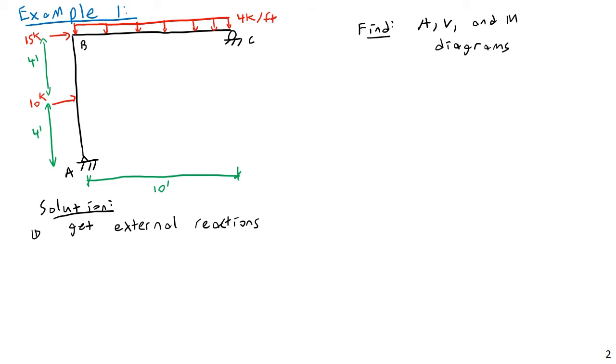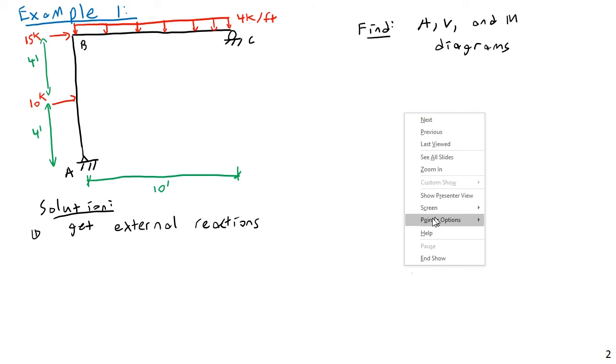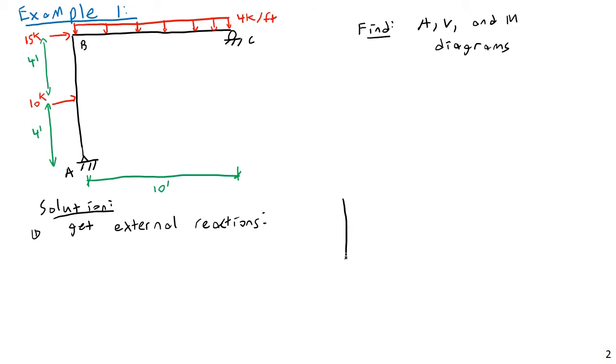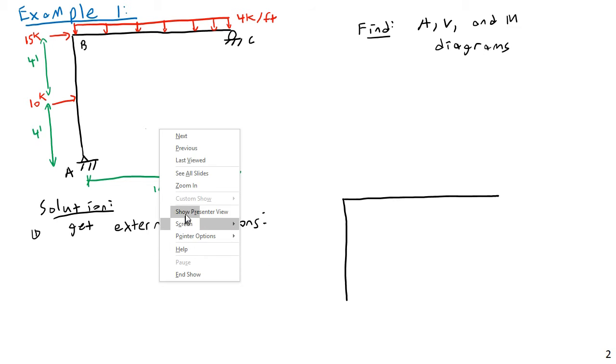But here, this is very trivial because I only have 3 reaction forces: an X reaction force at A, a Y reaction force at A, and a vertical reaction force at C. So that should be fairly trivial to get. I'll go ahead and draw out a combined free body diagram, but if you work through the equations of statics, you'll get the following reactions, as shown here.